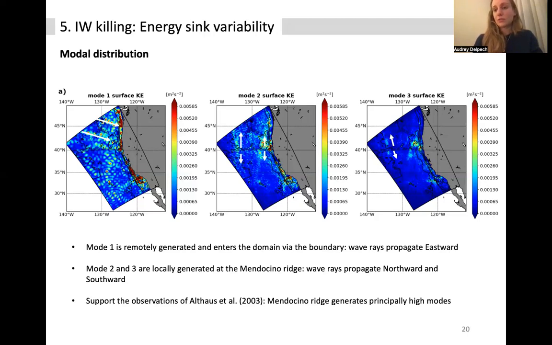This was already documented, the fact that mode 1 in this region is mostly remotely generated, and that the Mendocino Ridge generates higher modes was also documented in a paper by Althaus in 2003.